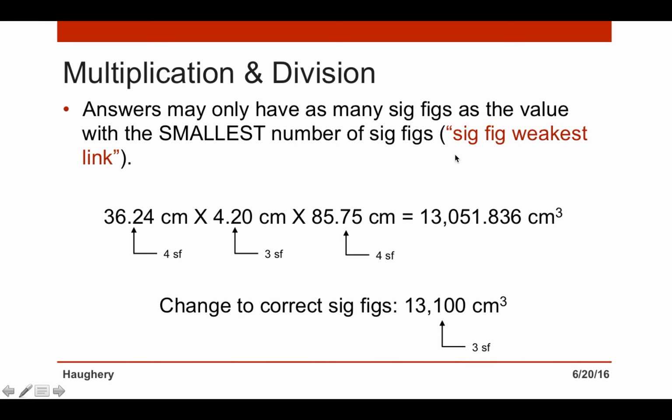If we multiply and divide, we always go with the weakest link, meaning we always go with the number of sig figs based on the number in our equation that had the least amount of sig figs, right? So we have 4 sig figs, 3, and 4, so our answer is going to be 3. We're going with the lowest number of sig figs that we use in our equation. That's what we use in our solution.